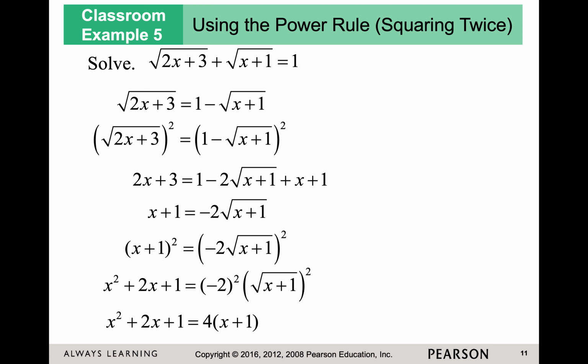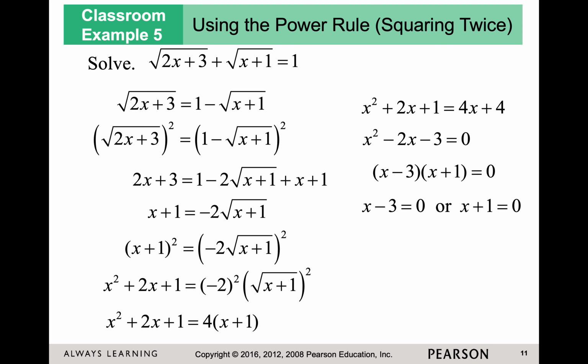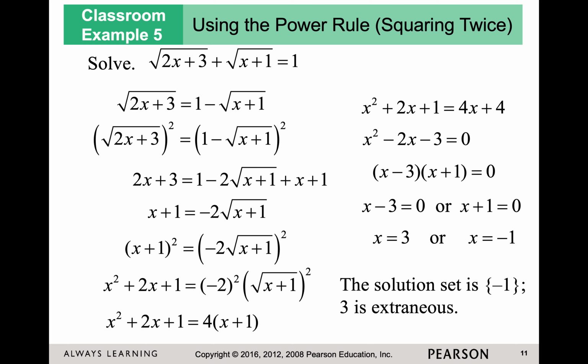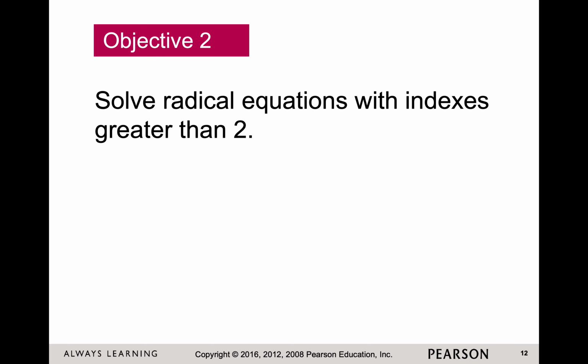Then you're going to distribute to 4, and you're going to combine your like terms, and you're going to factor it. I'm going to check my solutions once I get them, and I find out -1 is extraneous. Is 1 always going to be extraneous? No. It might be.